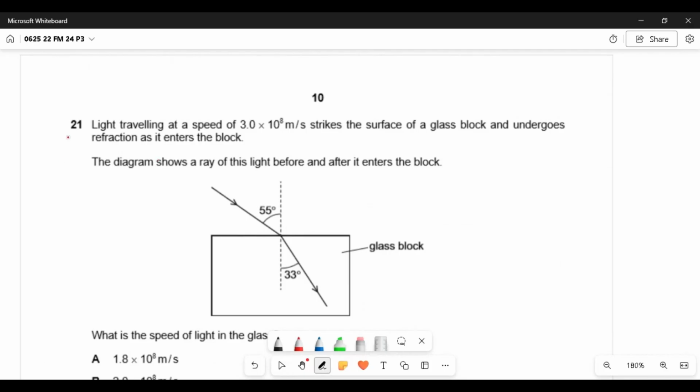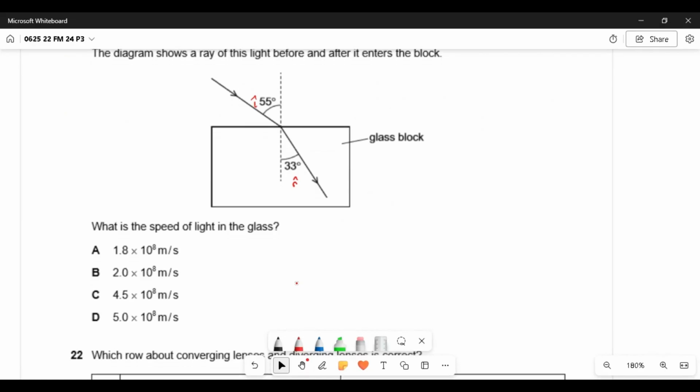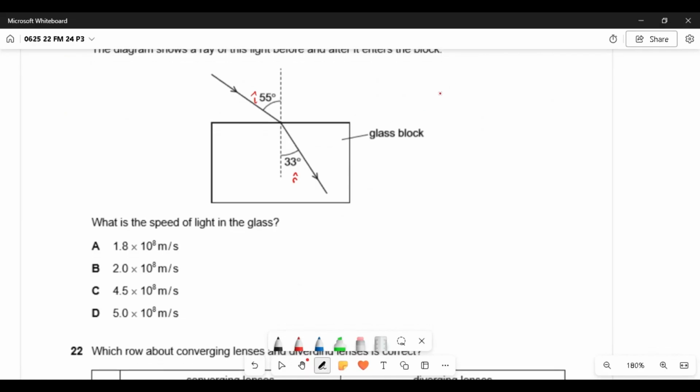Number 21. Light traveling at a speed of 3 times 10 to the power 8 meters per second strikes the surface of a glass block and undergoes refraction as it enters the block. The diagram shows a ray of this light before and after entering. So this is the incident angle, this is the refracted angle. Speed of the light: we know that refractive index has two definitions. One is speed in vacuum over speed in medium, and also it is sine i over sine r.